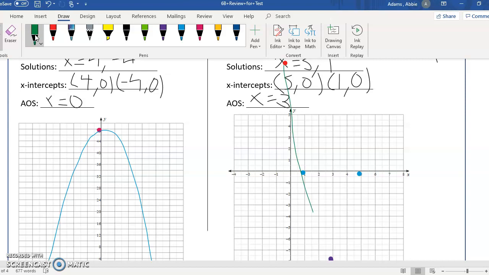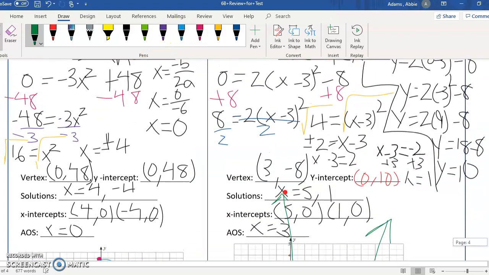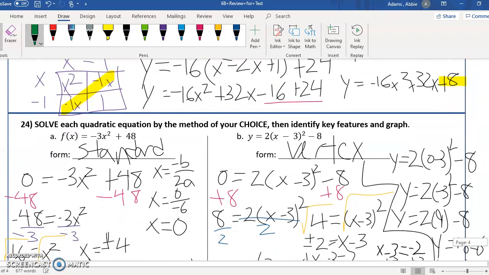So let's graph that out. Let's connect the dots. Looks like a parabola to me. And we would continue going up and down there. And that is our graphed form of the function y equals 2 multiplied by (x minus 3) squared minus 8.